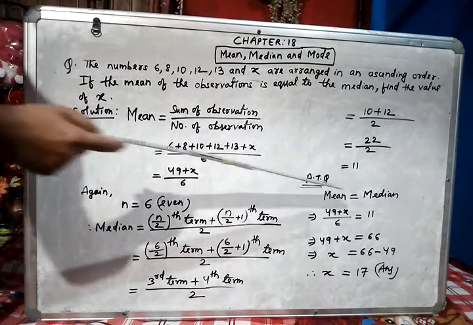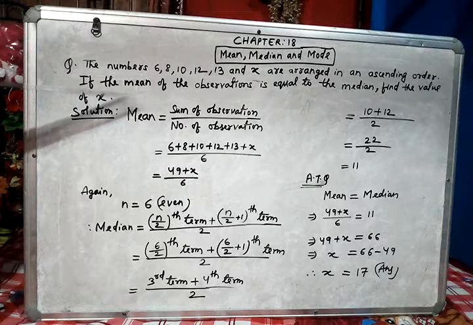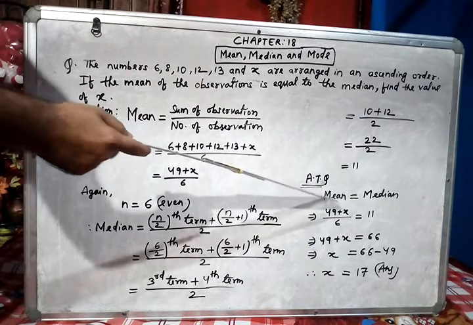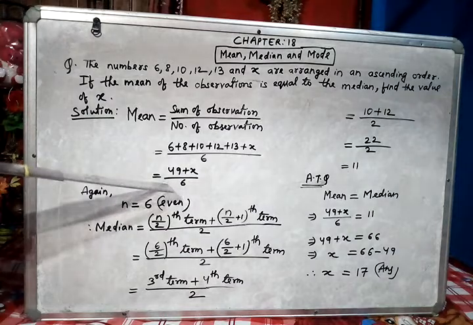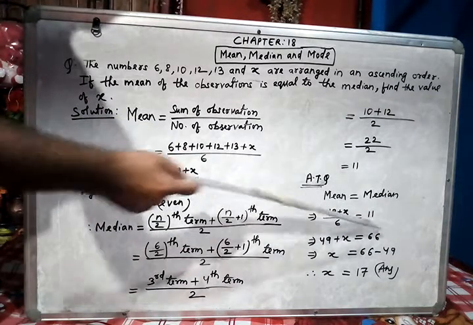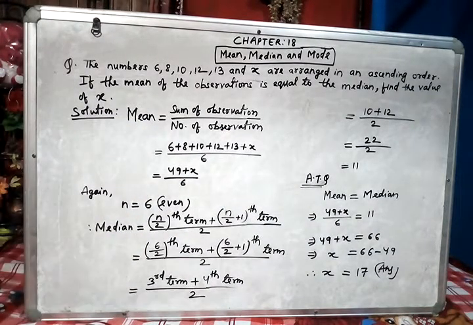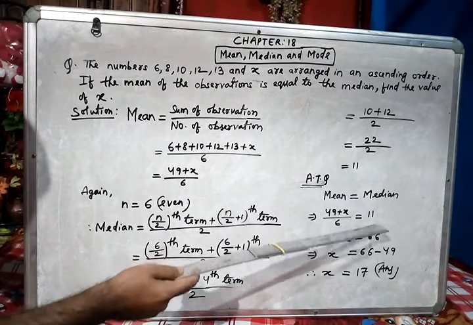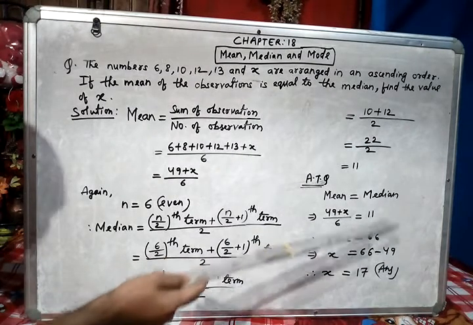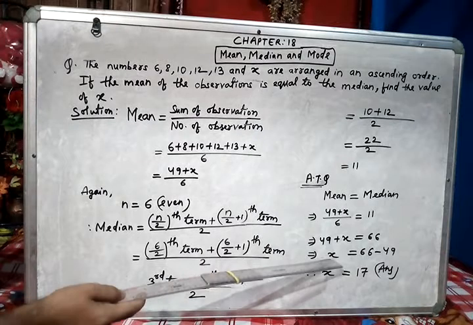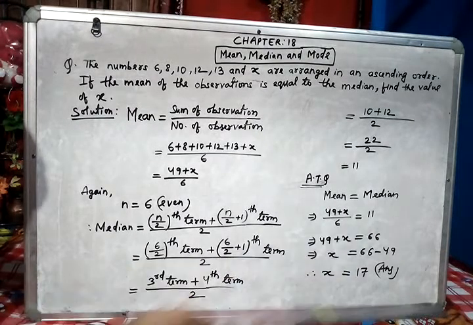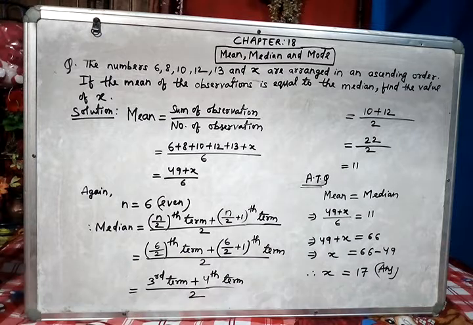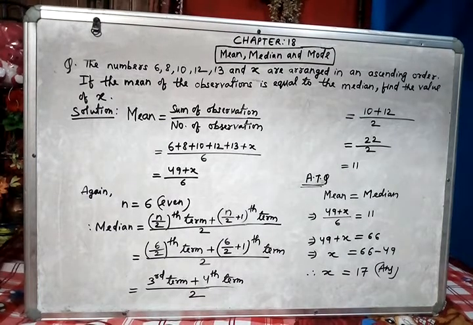According to the question, mean is equal to median, so I wrote mean equal to median. Now I put the value of mean here and the value of median here. From here I will get the value of x. 49 plus x is multiplied by 1, and 6 and 11 are multiplied, which is 66. Now to make x alone, 49 goes to the other side, plus becomes minus. So 66 minus 49, and therefore x equals 17. So finally we got the value of x.